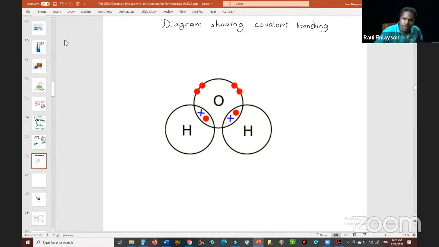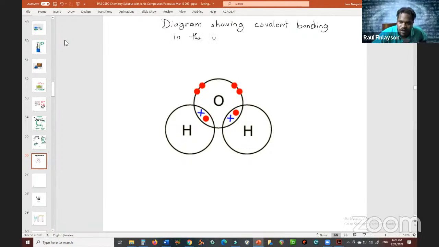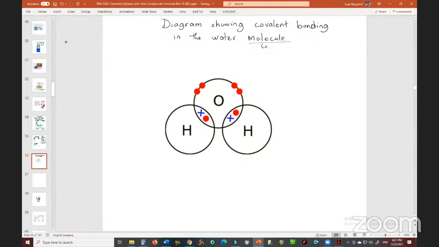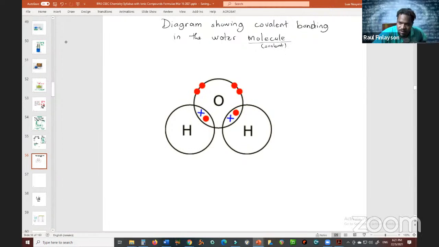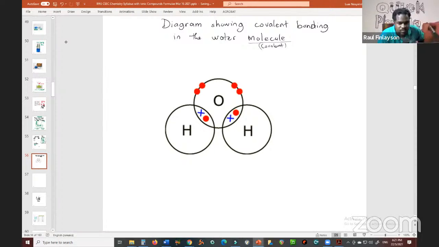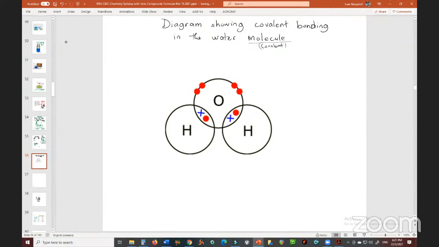So, a diagram showing covalent bonding in the water molecule. From its name, molecule, it means that the bonding is covalent. Everybody get that? Yes, sir. All right. So if we say sodium chloride molecule, no. Why? Because it's a metal? No, I won't accept that. Sodium chloride is not a metal. Try again.